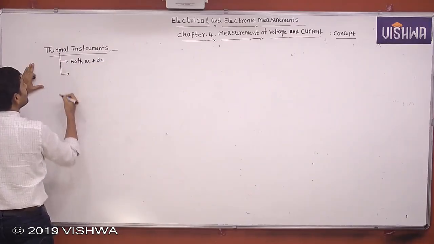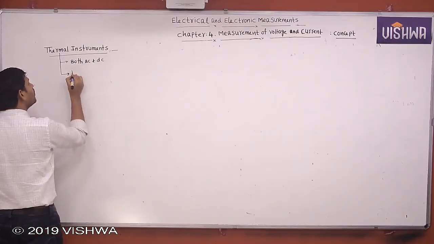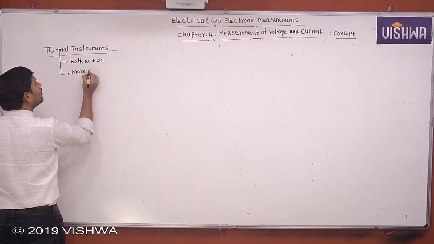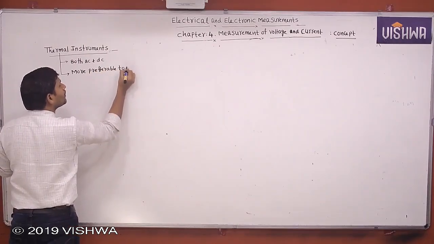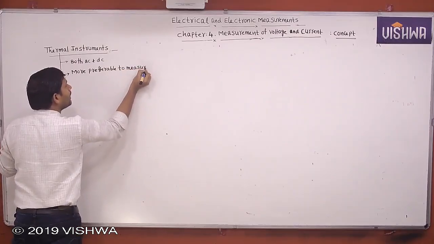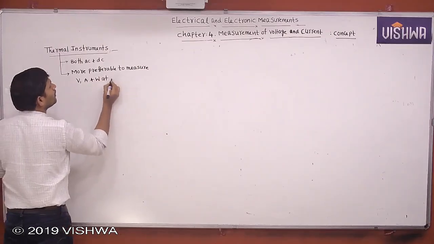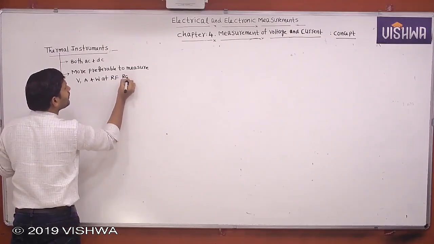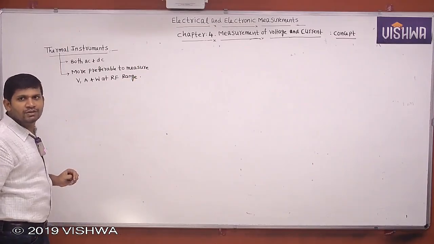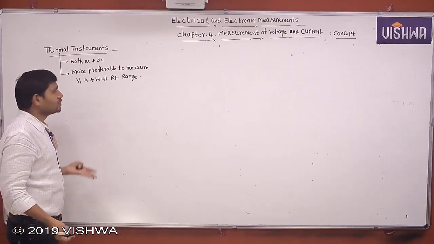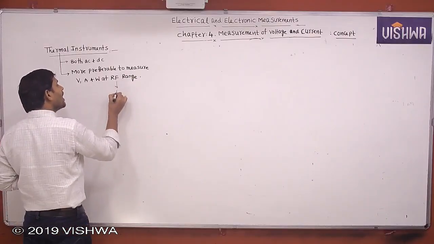And these are more preferable to measure voltage, current and power at RF range, radio frequency range. To measure the voltage, current and power at radio frequency range, we can use these thermal instruments. This is one of the special applications of thermal instruments. Radio frequency range means megahertz frequency.